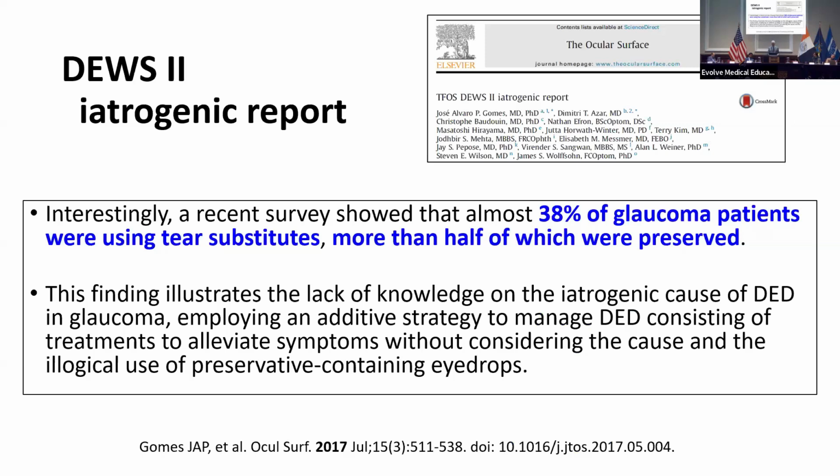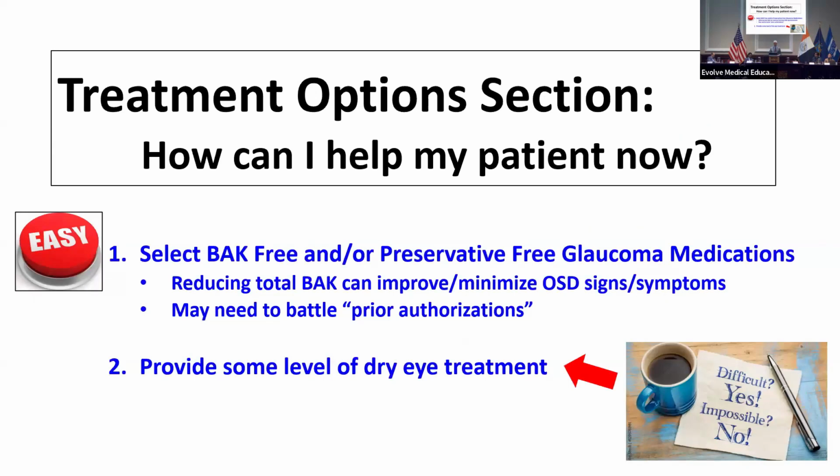It's interesting that despite all this knowledge and information about BAK, in the Dry Eye Workshop study, part 2, the iatrogenic report, they identified that 38% of glaucoma patients were using tear substitutes, and more than half of them were using a preserved artificial tear. So I hope that's changed since 2017. There are obviously any number of very good non-preserved artificial tear substitutes, but to just throw artificial tears, particularly preserved artificial tears, at this ocular surface disease problem in our patients is just not really a very good thing. I think we can do better than that.